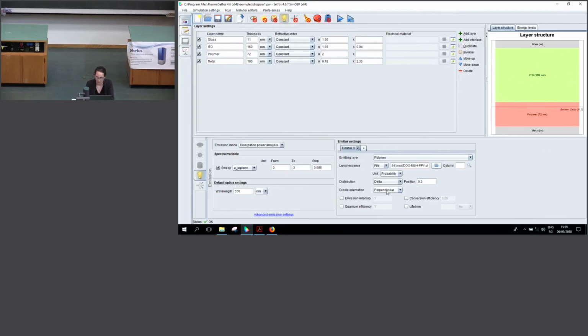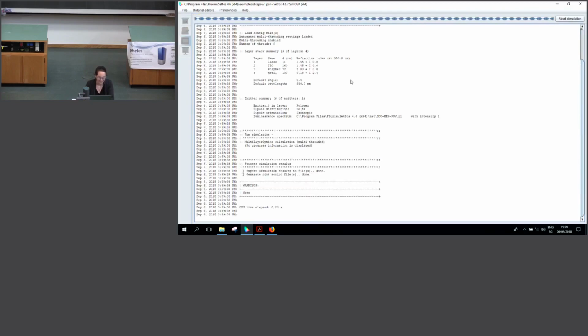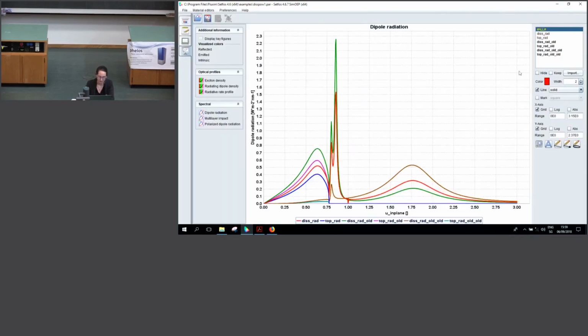And maybe here, just to complete this, we could also choose isotropic, and then you would expect something in between. Yes, so this is parallel, this is isotropic, and then here's perpendicular.